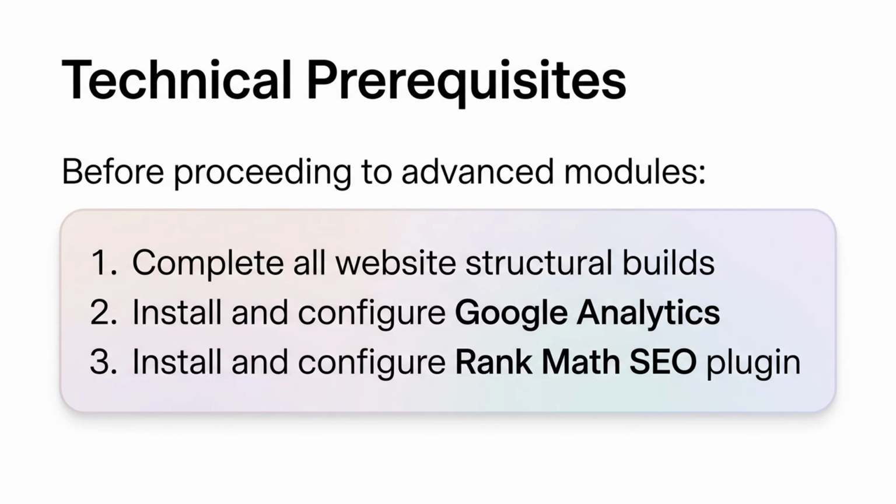As we prepare to dive deeper into these analytics and SEO strategies, there are a few technical prerequisites you must complete. First, ensure your website's structural build is 100% finished. Next, you need to have Google Analytics properly set up and linked to your site. Finally, install and configure the Rank Math SEO plugin. Having these tools active is essential as we move forward into the practical, hands-on optimization techniques in our next session.